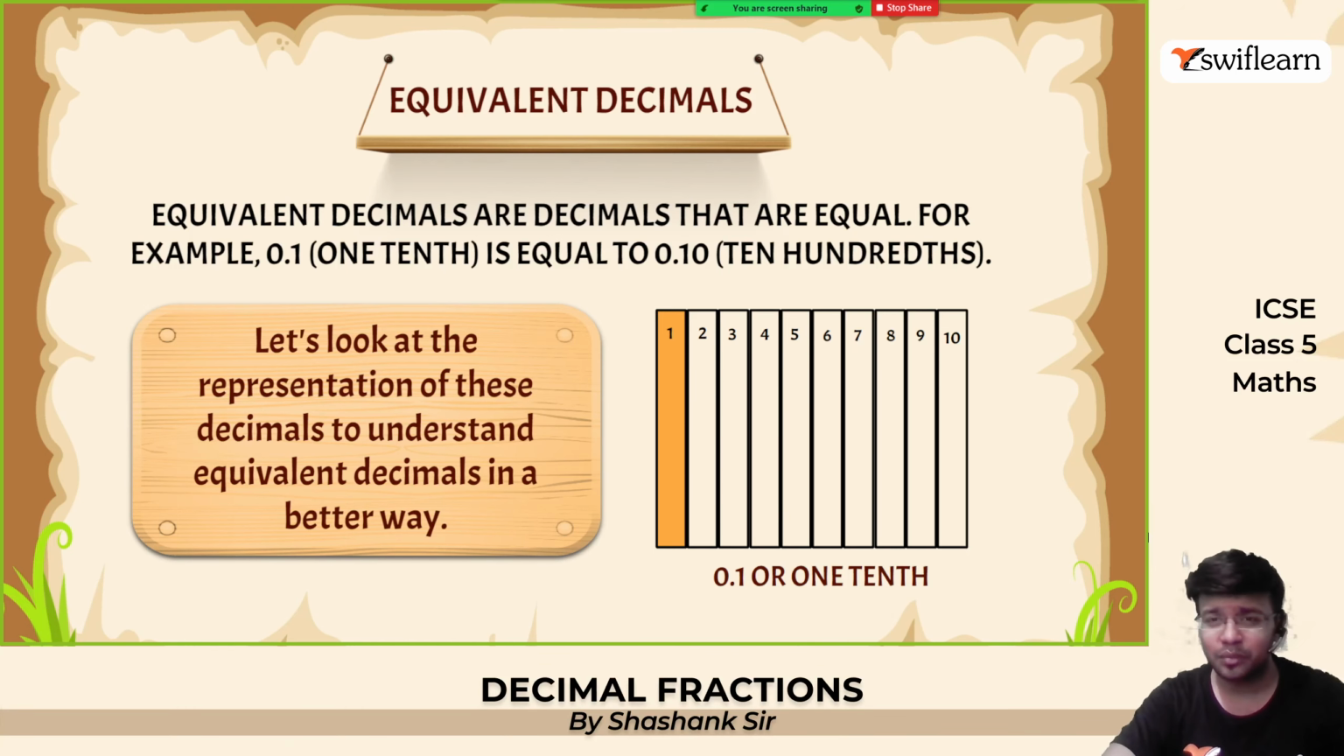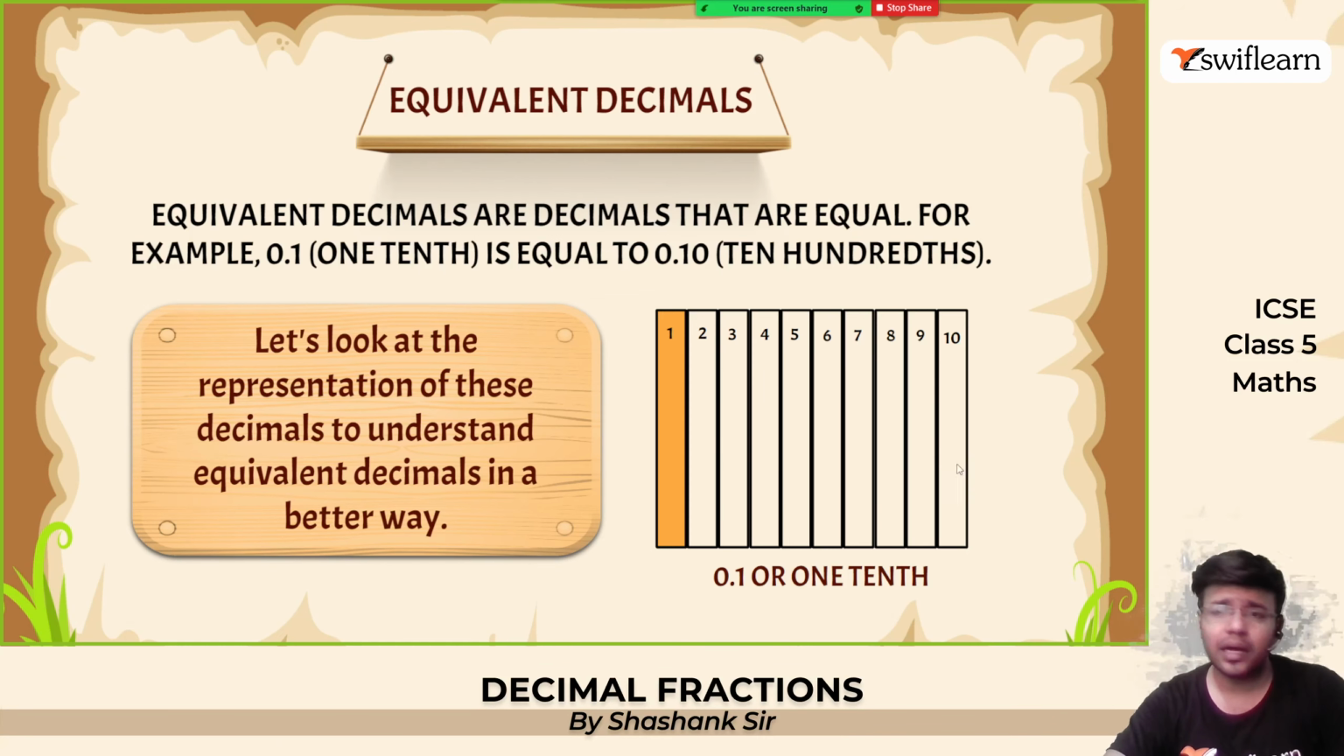Equivalent decimals are the decimals that are equal. For example, 0.1 is equal to 0.10. I discussed this. Let's look at the representation of these decimals to understand equivalent decimals in a better way.